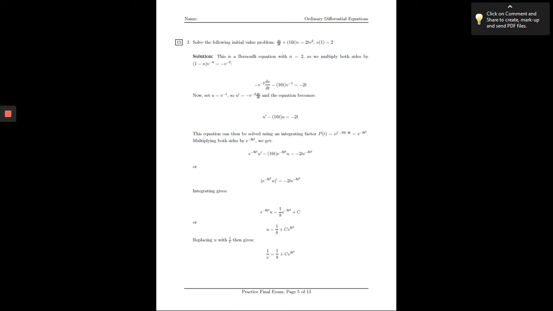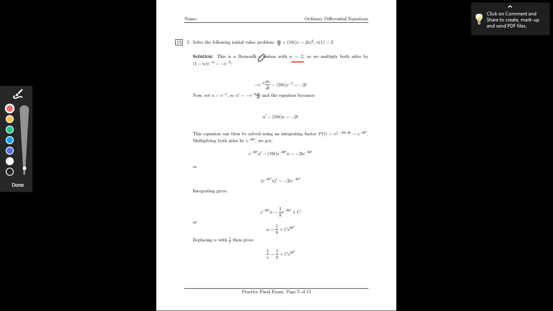Let's go on to the third problem. Solve the initial value problem dv dt plus 16t v equals 2t v squared, where v of 1 is equal to 2. It's the initial condition. This is a Bernoulli equation. So that's the third topic. It was covered on the first midterm exam. And we have n is equal to 2.